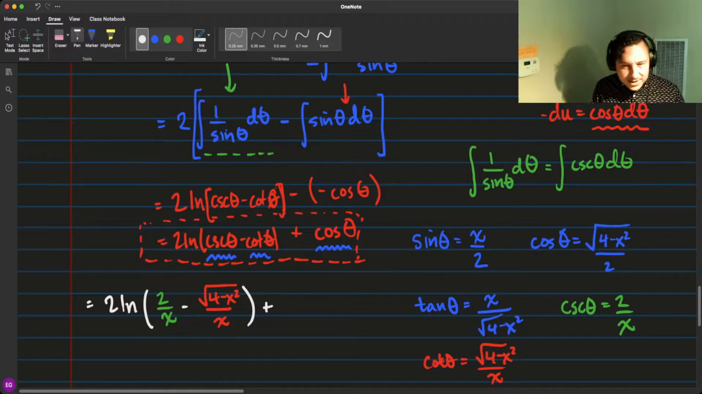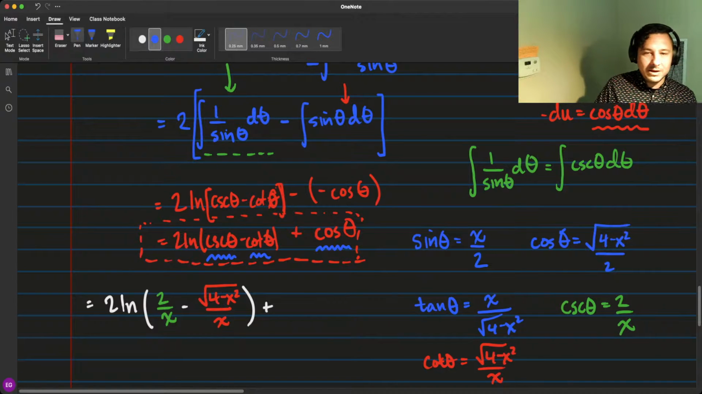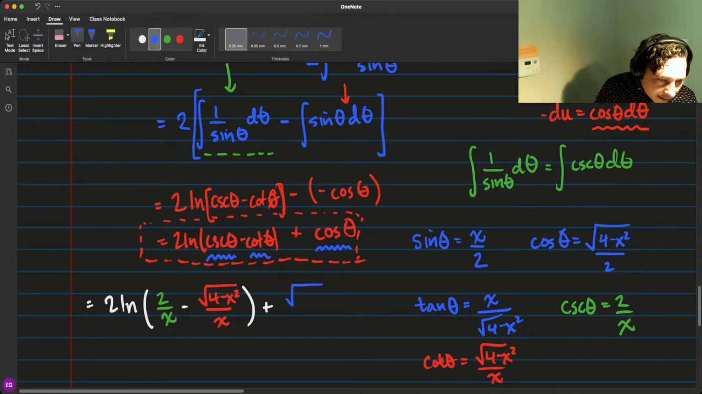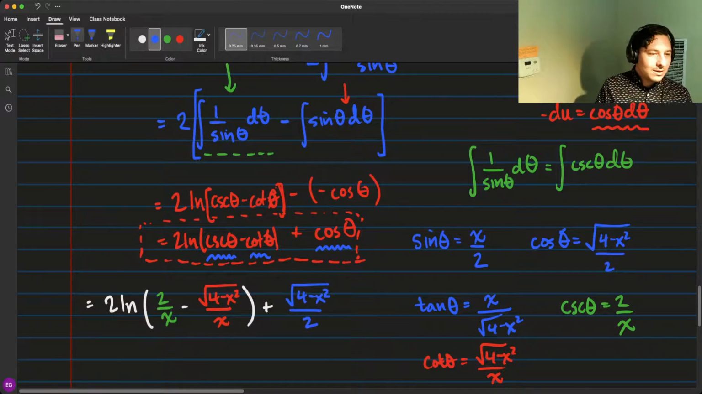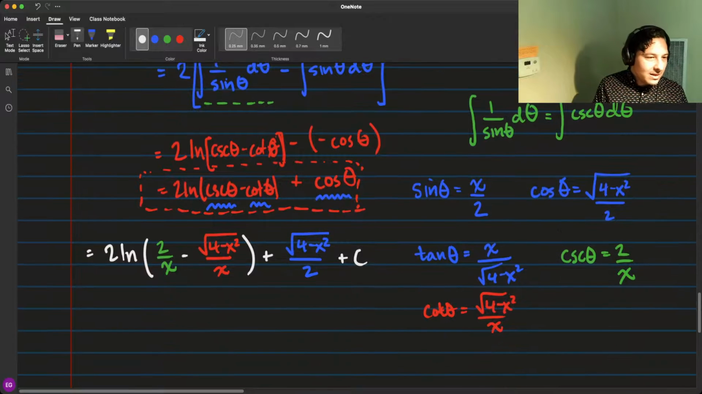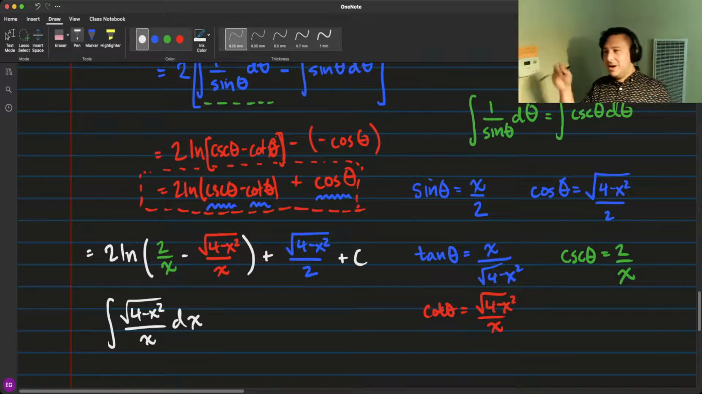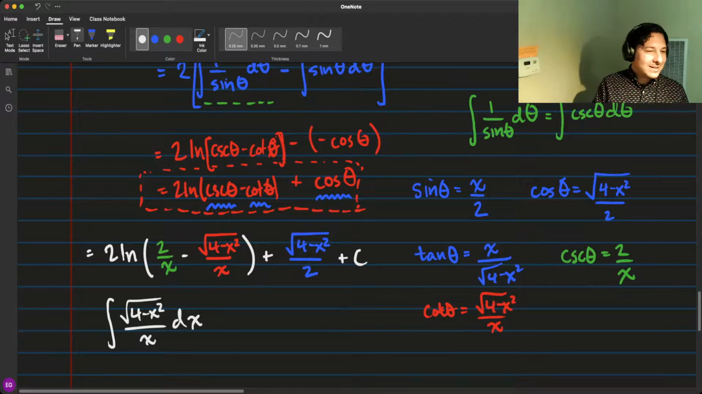Plus cosine theta, and cosine theta we had written over there was the square root of 4 minus x squared over 2. And then don't forget to put plus C. That is what you get when you integrate the square root of 4 minus x squared over x dx. Boom! There's my antiderivative.